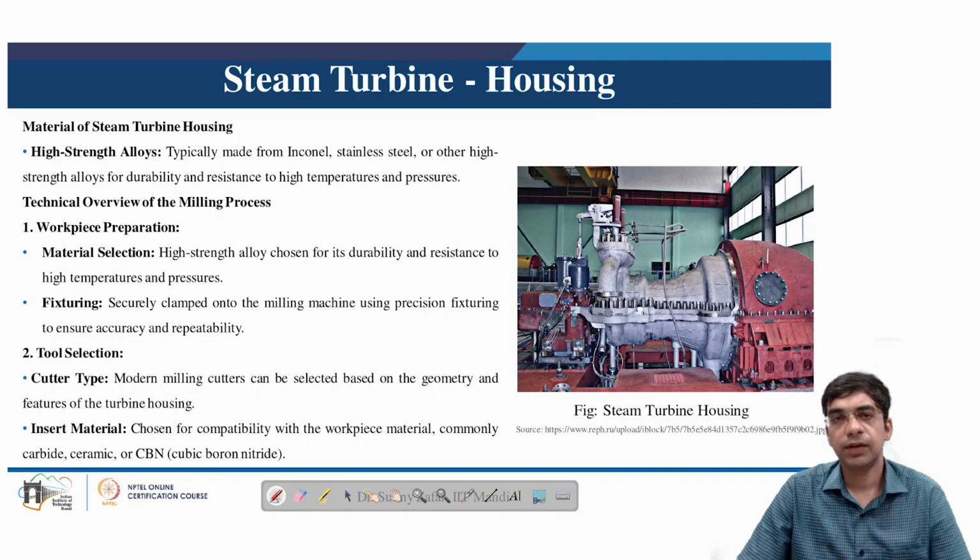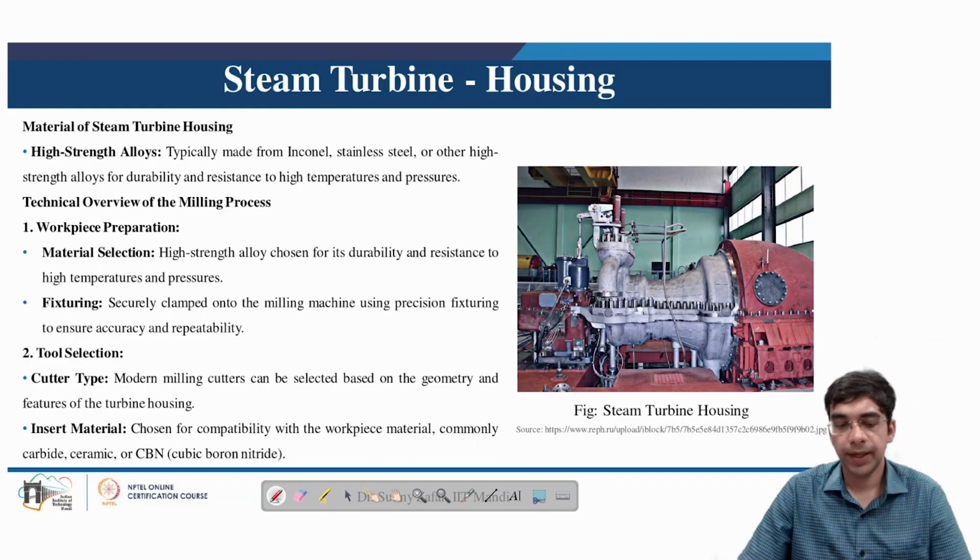In fixturing, the workpiece is securely clamped onto the milling machine, using precision fixturing to ensure accuracy and repeatability. The next important criterion while machining steam turbine blades is the type of cutters or cutting tool. Different types of modern milling cutters can be selected based on the geometry and features of the turbine housing. The cutters may also be chosen based on compatibility with the workpiece.